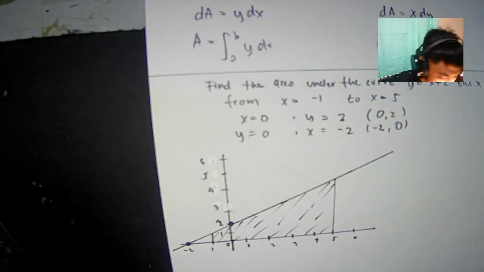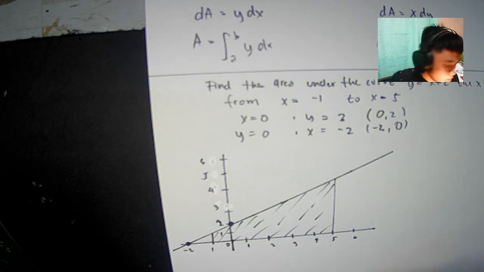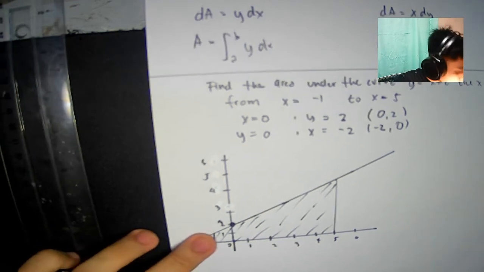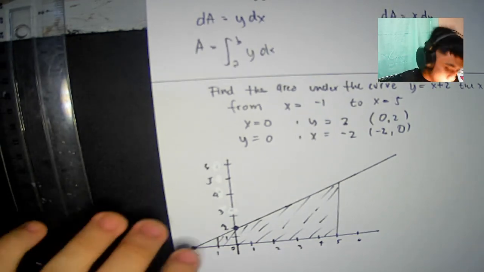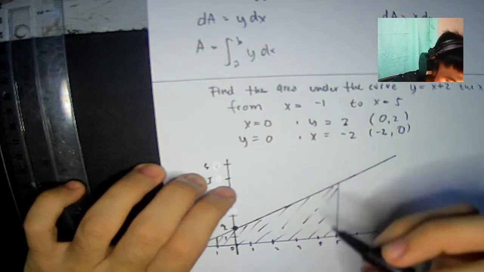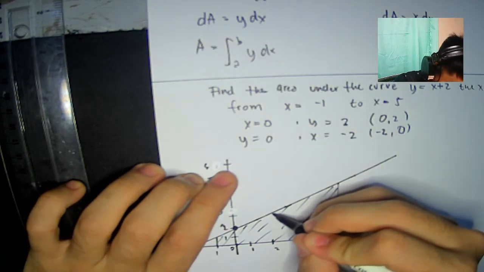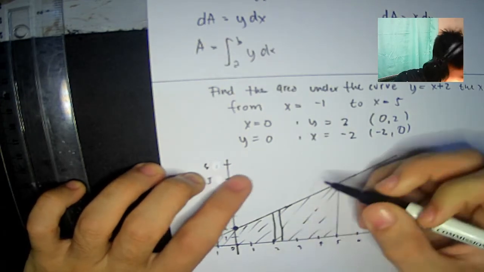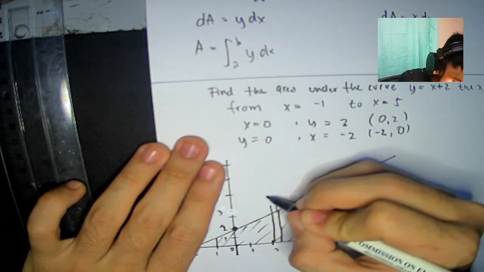So let's find the area. What we're going to do here is let's plot. Let's take this part. That is our dx.